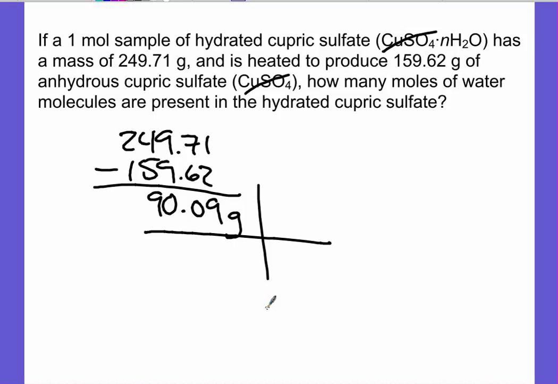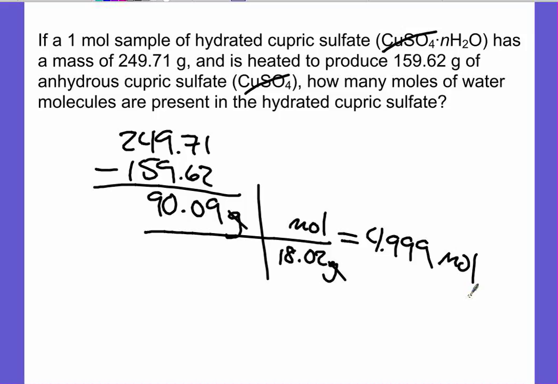So what am I going to do? Multiply or divide by 18.02? If I divide, what's 90.09 divided by 18.02? Remember, you want 4 sig figs in this answer, it looks like. Divide. 4.999. Okay, so that's how many moles I have.